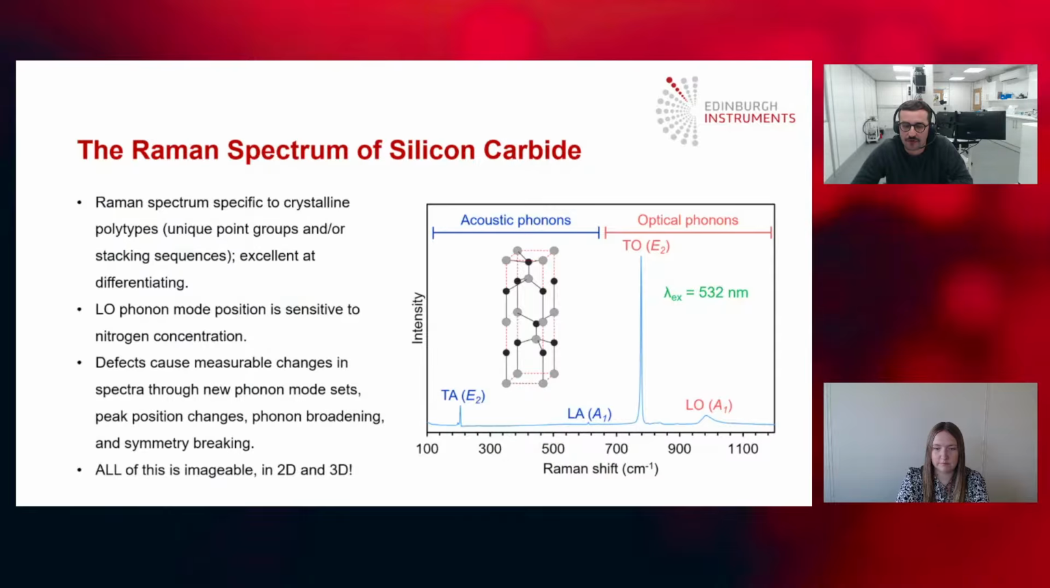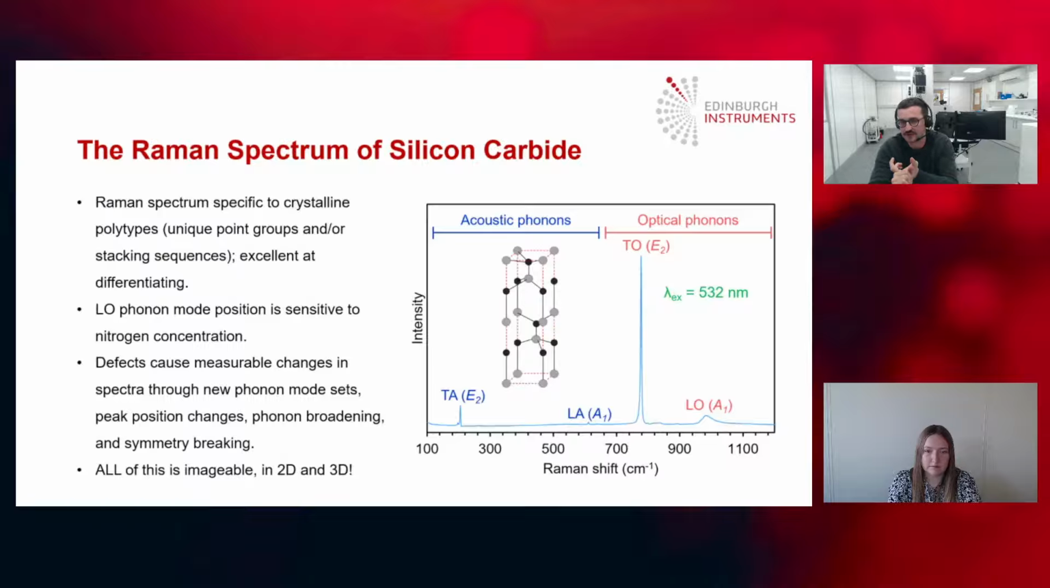As you can probably guess, Raman is ideal for this task because each polytype of silicon carbide, of which there are about 250, has a unique vibrational fingerprint. So remember I said before that Raman is capable of differentiating different crystalline polytypes. This is really the case that I had in mind when I said that.